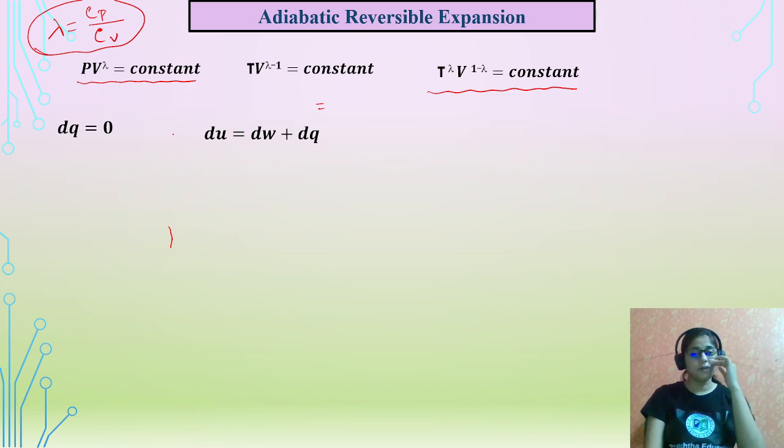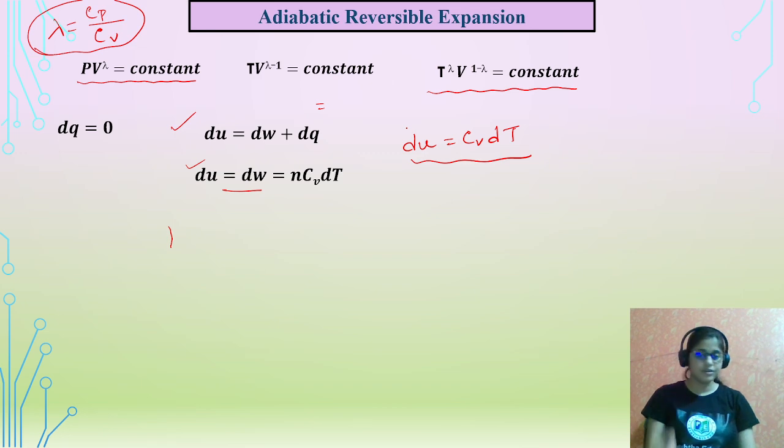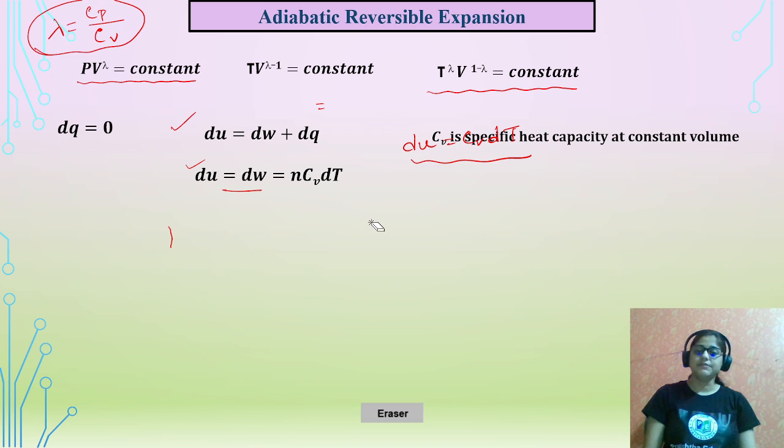Fine. So now we know that here dq will be 0 obviously, and from the first law of thermodynamics, dU is dW plus dq, dq is 0, so dU will be equal to dW, right? And we know previously we have read that dU is equal to Cv dT. Remember, Cv was dU by dT, and we can write dU equal to Cv dT for 1 mole, and for n moles n Cv dT. Now Cv is the specific heat capacity at constant volume. Yes, you know by now.